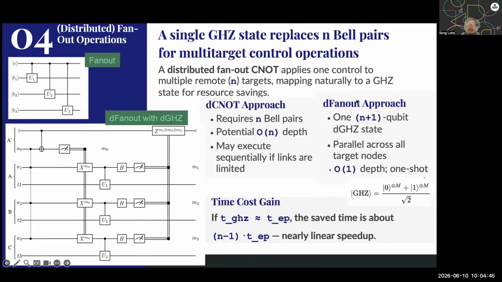So that's the D fan out approach. Instead of n Bell pairs like we use here, we just use one n plus one qubit distributed GHZ state, and then we can do that in one shot in O(1) depth.